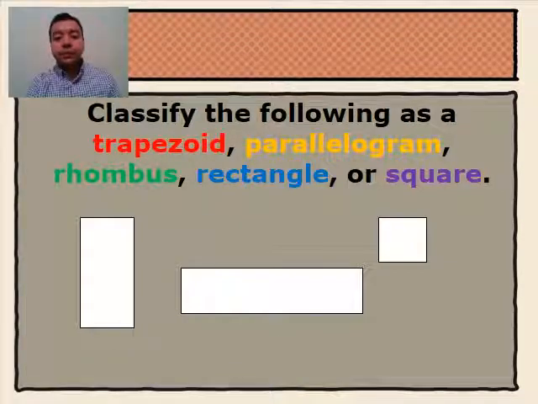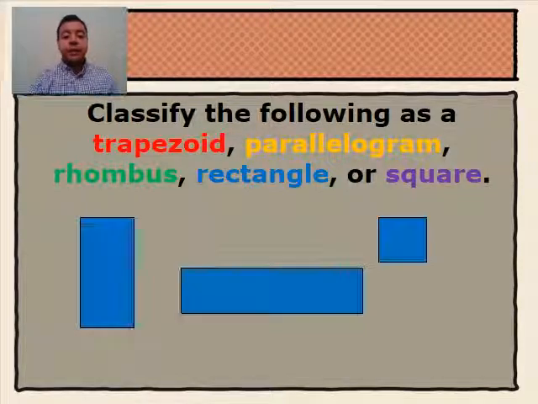Next, we will classify the following shapes as either a trapezoid, parallelogram, rhombus, rectangle, or square. All of these are examples of rectangles. We know that they're rectangles because they all have four sides, two pairs of parallel lines, and four right angles.